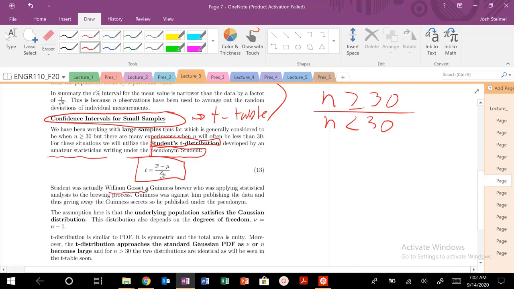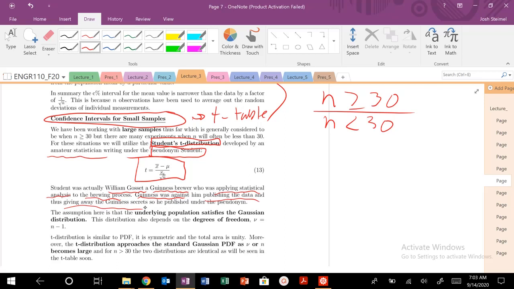William Gossett was a Guinness brewer. He worked for Guinness, and he was already applying statistical tools and statistical analysis to help improve the brewing process. As an engineer who developed this new technique, this new set of analysis tools, this new theory, William Gossett wanted to publish his results, but Guinness obviously did not want him publishing the data because it could give away all the Guinness secrets, the tools he was already using to improve the brewing process.